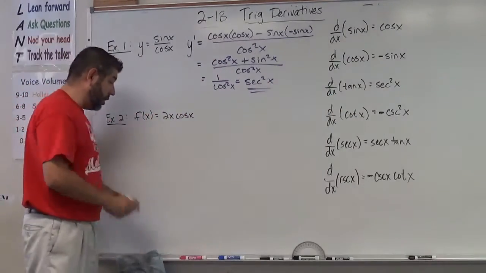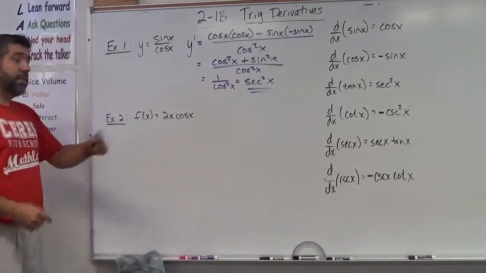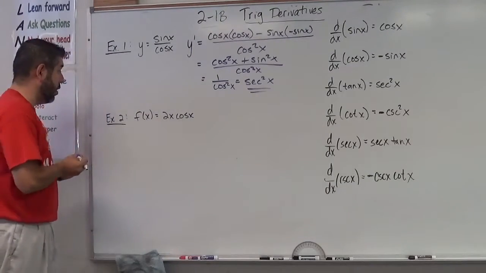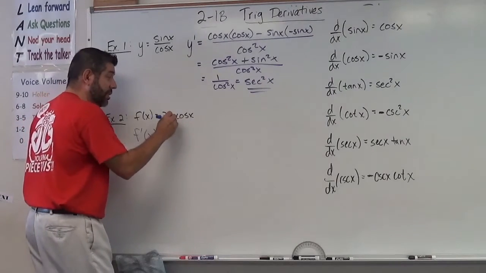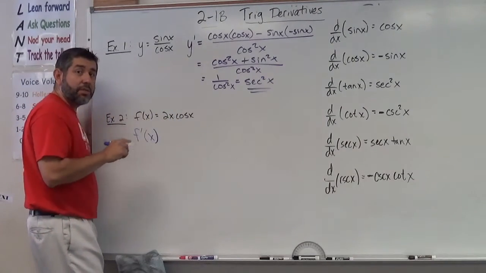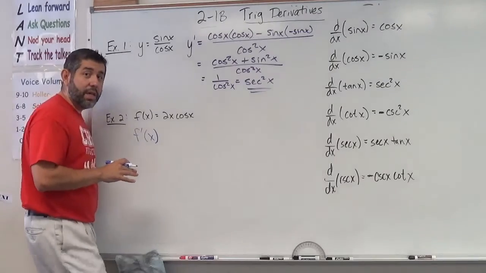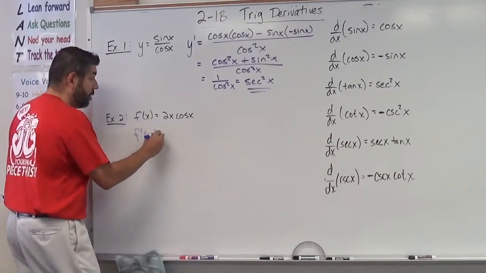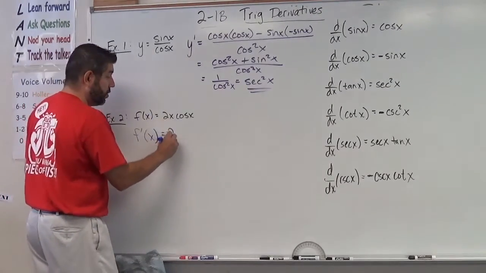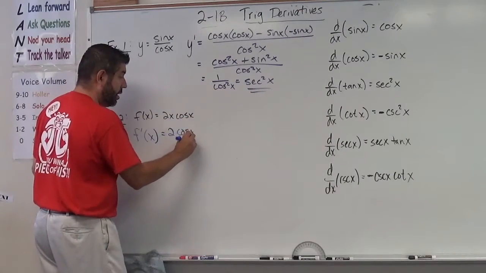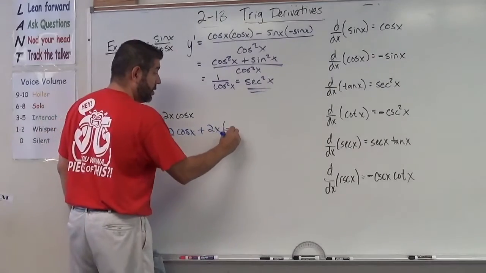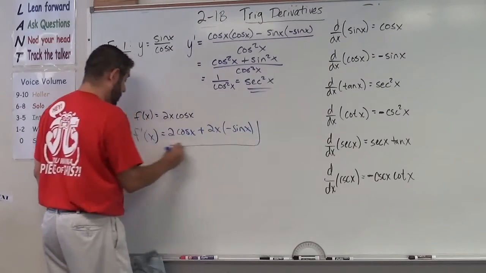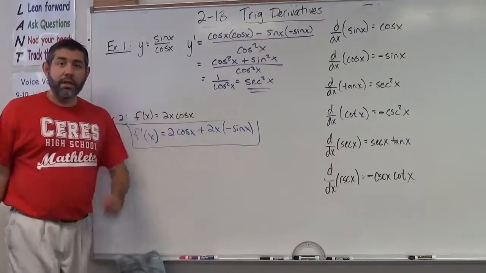Alright, let's take a look at another example here. We've got f of x equals 2x cosine x. Notice here, I have 2x and cosine x. These are two different functions, so they're multiplied together. We are going to use the product rule. So the derivative of the first is 2 times cosine x, plus 2x times the derivative of cosine x, which is negative sine x. Boom. Alright? Done. Let's do one more example.